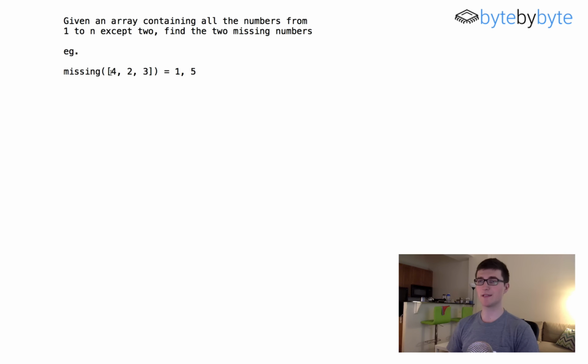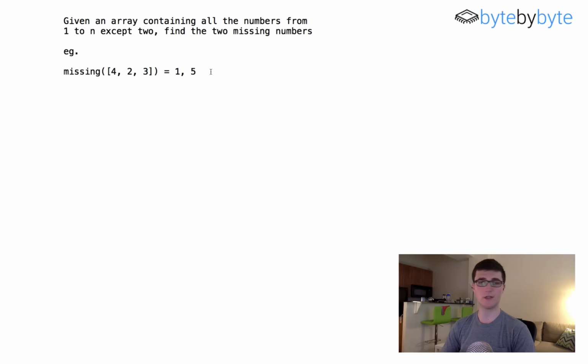So as you can see in this example, we have the sequence from 1 to 4, but since we're missing two numbers and we're going to say that we start at 1, we're missing the number 1 and we're missing the number 5. So hopefully that makes sense, and we're going to just go ahead and dive right into this problem.